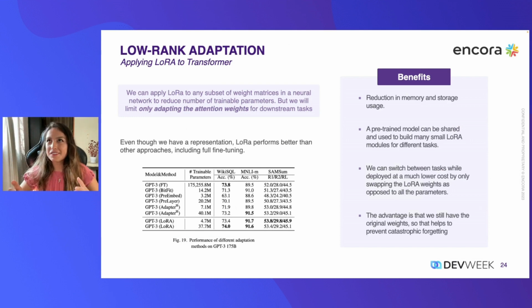Something cool is that now that we are injecting these new matrices, the pre-trained model can be shared and used to build many small LoRA models for different tasks, because we just need the original one and the LoRA one. And as we have this, we can switch between tasks. The advantage of keeping the original weights is that it helps prevent catastrophic forgetting, which is when you fine-tune a pre-trained model too much and the model forgets what it was doing before. That's a huge advantage. And well, this is basically LoRA.